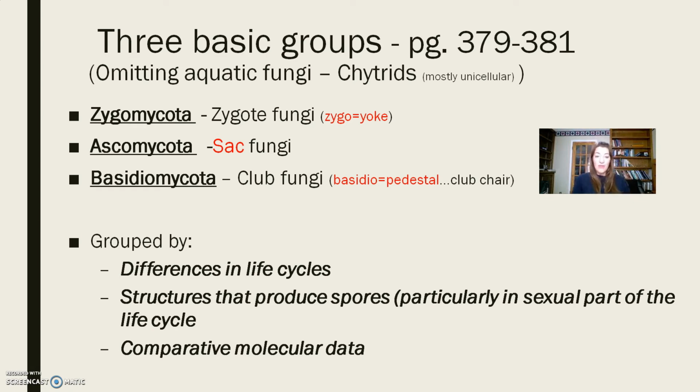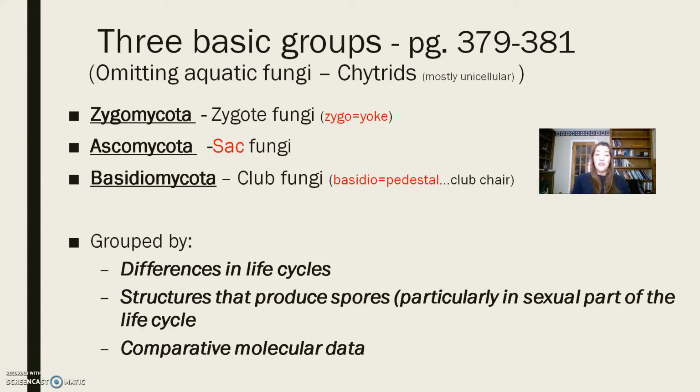Now, zygo comes from zygote, which means yolk, or the egg, right? And so it has a body that will open up and look like an egg. We'll show you a picture in a minute. Asco means sac fungi, and basidio means club fungi, because basidio means pedestal. They came up with this chair called a club chair, and I think that's where they got it from. But just remember: zygote, sac, and club. You need to know the Zygomycota, Ascomycota, and Basidiomycota.